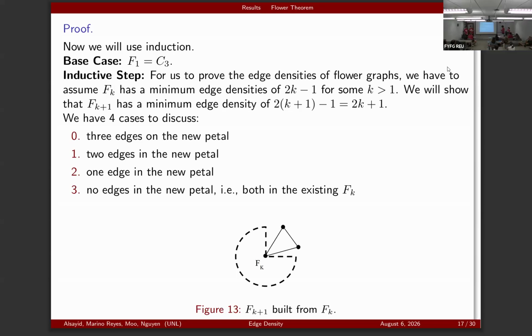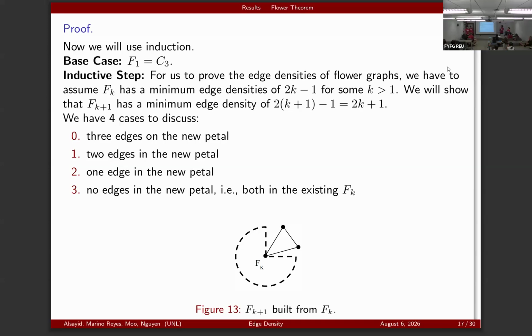Okay, so we use induction by assuming that the flower graph f of k has a minimum edge density value 2k minus 1. Then we show that adding 1 petal gives f of k plus 1, the next petal over, a minimum edge density of 2k plus 1.